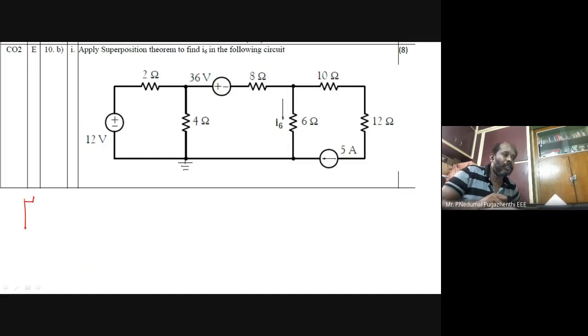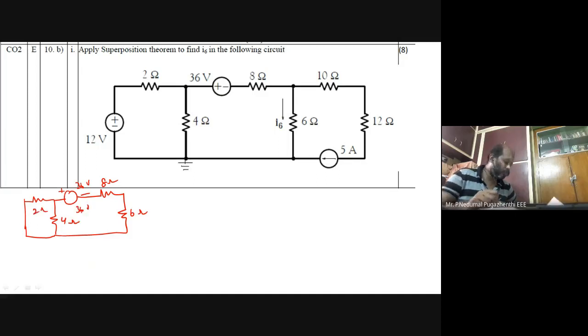So this is going to be 2, and this is going to be 4. Short circuit the voltage source. You have 36 volt, 8 ohms, 6 ohms. The remaining is not required because it is open circuited. So you have 8 ohm, 6 ohm, 36 volt, and this is 2 ohms and this is 4 ohms.